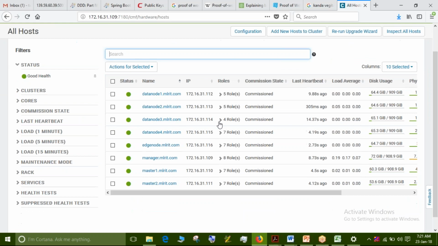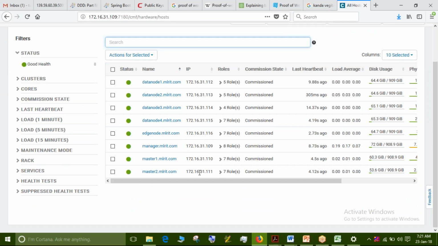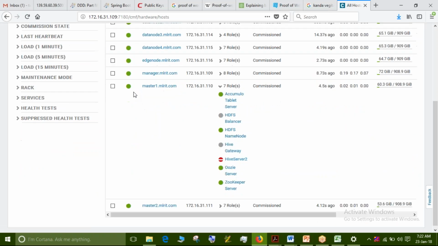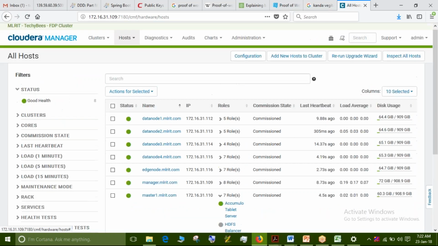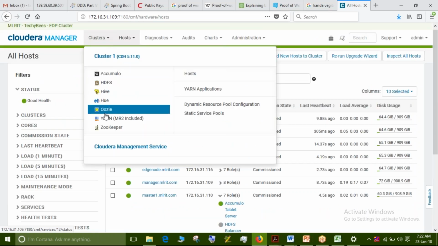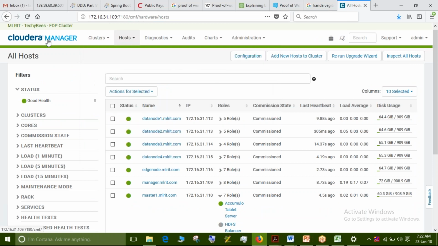I think you noticed this very clearly even in the last couple of discussions. On each node, we will have the roles that are being set up. I have my HDFS name node set up on my master one. I have given you that picture, that overview. What are the roles that we have as part of that?